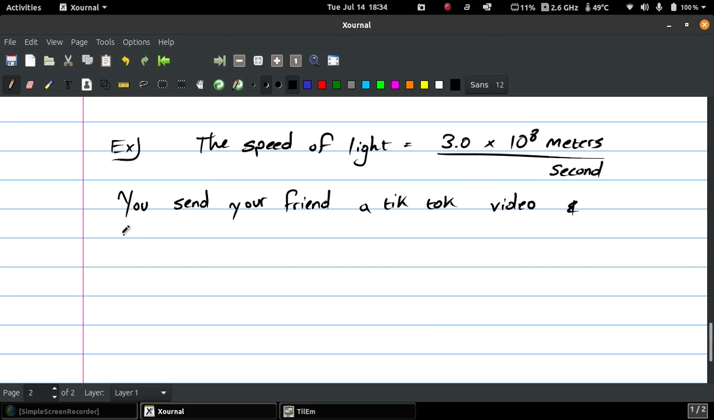And you notice that it arrives pretty quickly, almost instantly, on their phone, almost instantly.